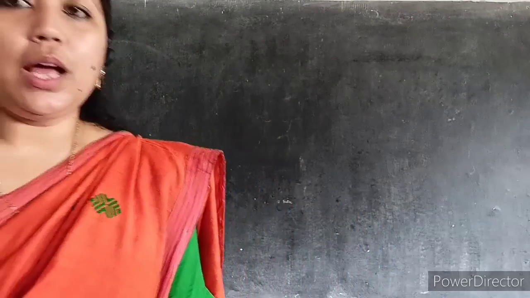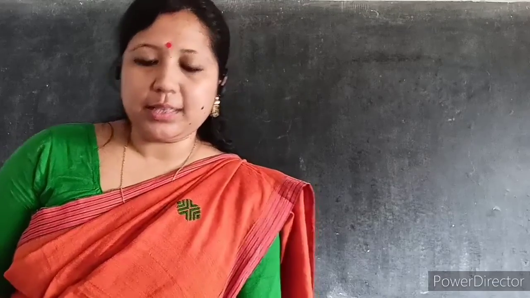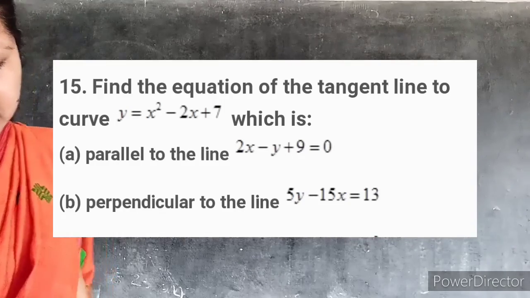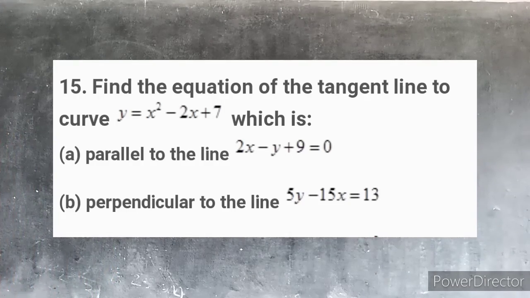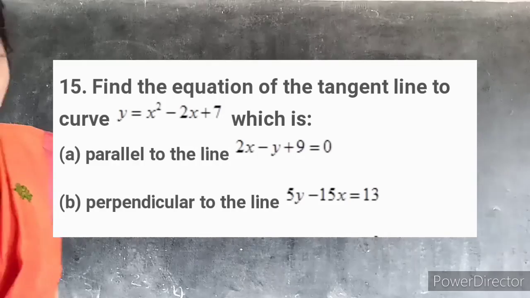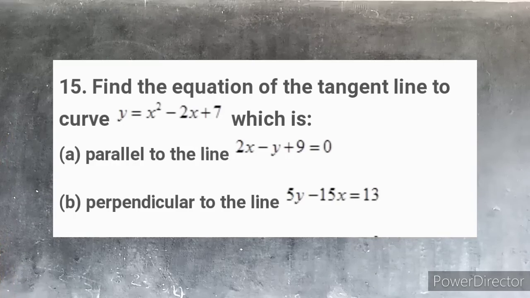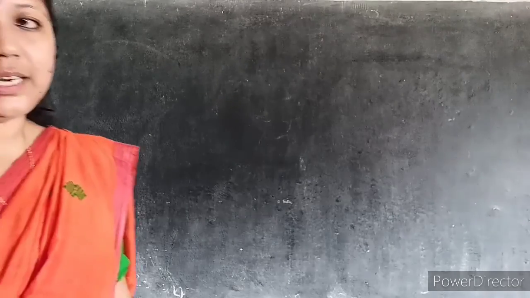Okay, so let us see the next question, that is question number 15. Find the equation of the tangent line to the curve y equal to x square minus 2x plus 7, which is parallel to the line 2x minus y plus 9 equal to 0, and second is given perpendicular to the line 5y minus 15x equal to 30.